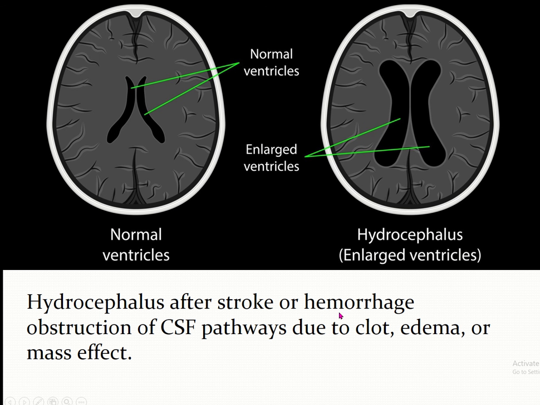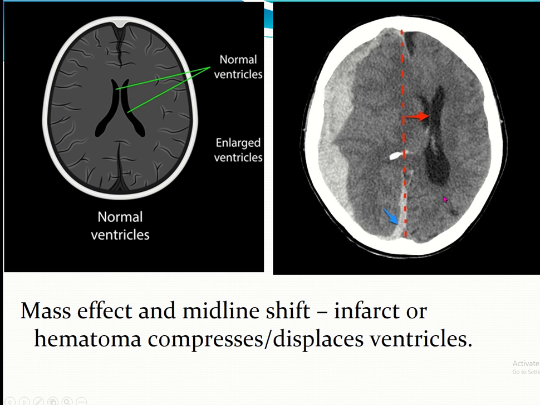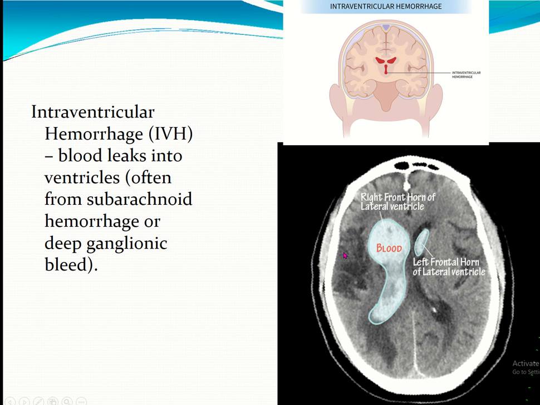Hydrocephalus after stroke or hemorrhage: obstruction of the CSF pathway due to clot, edema or mass effect. The midline shift is seen in this MRI scan. This is the hematoma. This is the enlargement of the right anterior horn of the lateral ventricle.